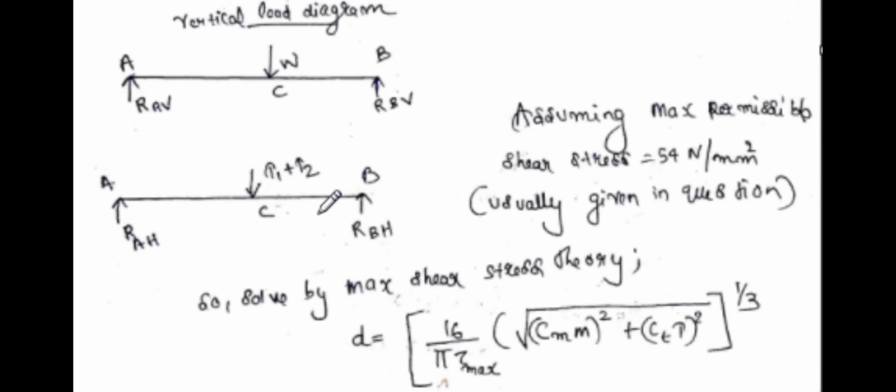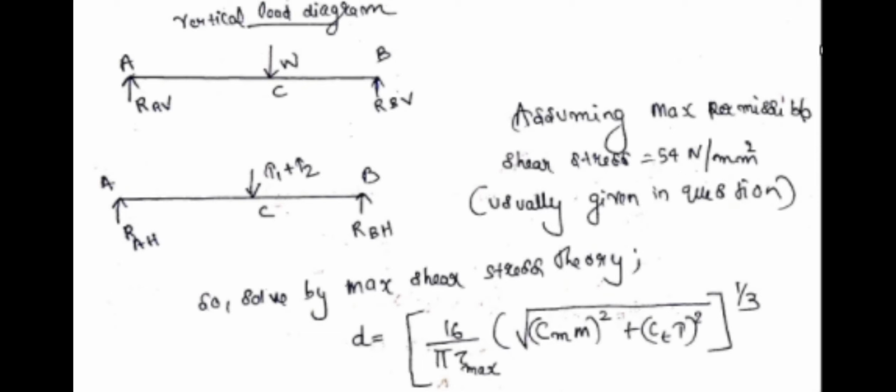Usually in this type of question, they should give the value in order to determine whether we have to solve it by maximum shear stress theory or maximum normal stress theory. Say I am solving this problem by maximum shear stress theory, assuming a given value of maximum permissible shear stress as 54 Newton per mm square.